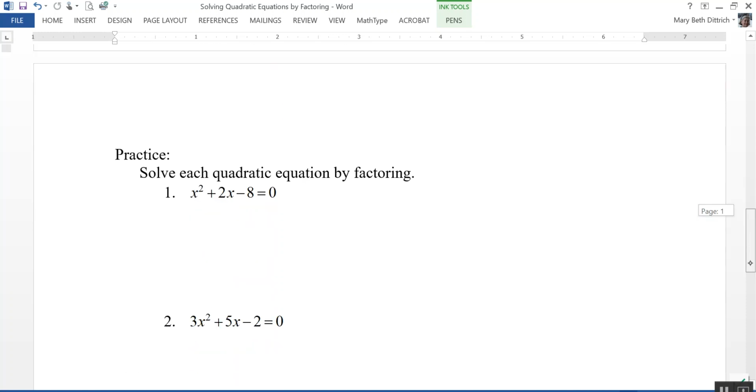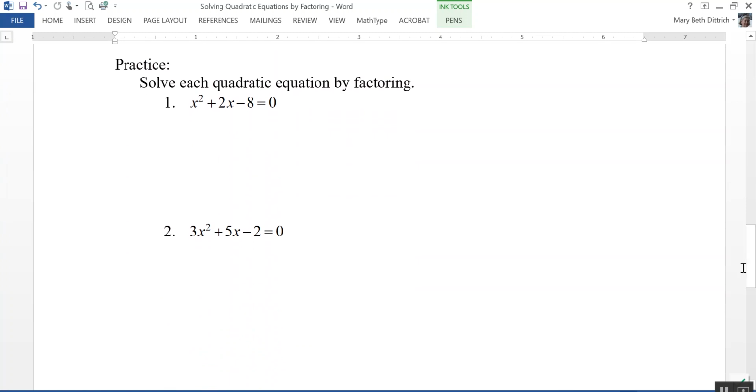So here are a couple examples I'd like for you to try on your own. So stop the video and try these two problems in your math journal. Okay, let's take a look at how to solve these.